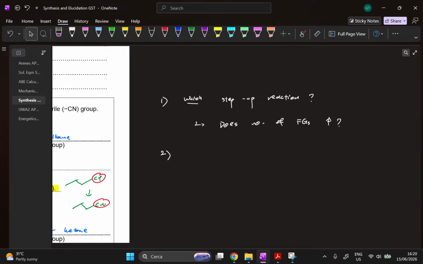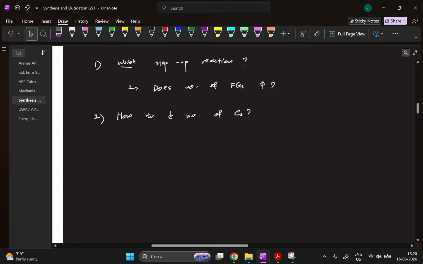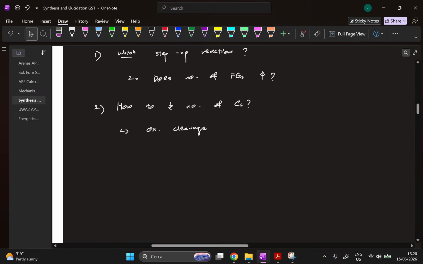Okay, next thing. I talked about how to add carbon, right? How do you remove carbon? There are a couple of ways to remove carbon, okay? I'm going to go through all the ways now. Number one, as you know, is oxidative cleavage. I can lose one carbon. Actually, with oxidative cleavage, I can lose one or more carbons.